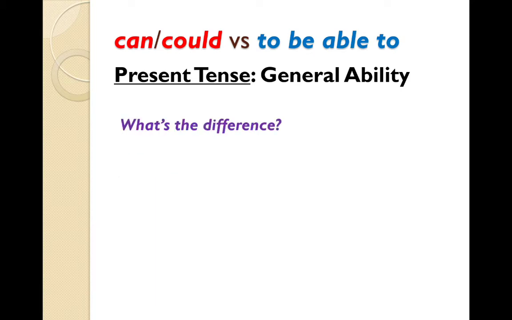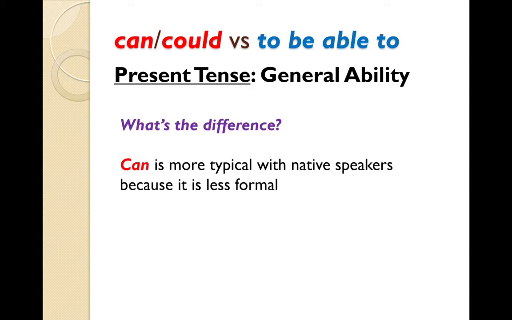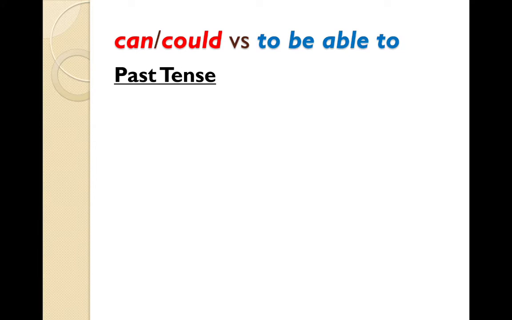So what's the difference? Well, can is more typical with native speakers simply because it's less formal, and to be able to is more formal. That's all. So both are used in the present tense to express general ability. But what about the past?